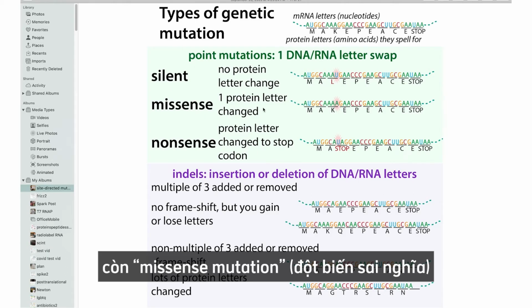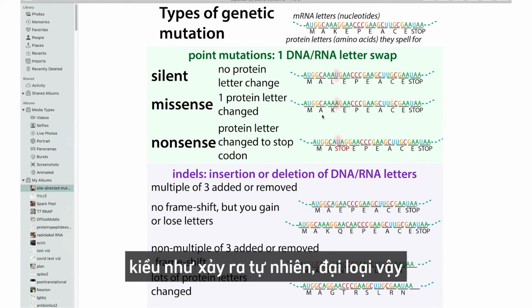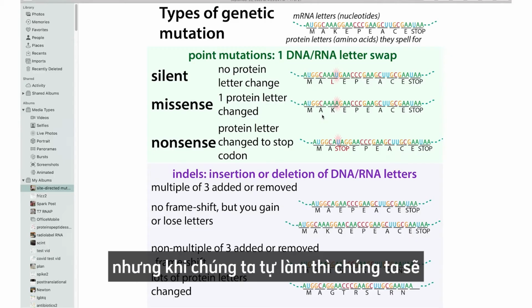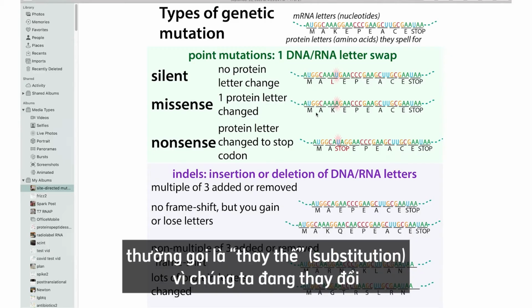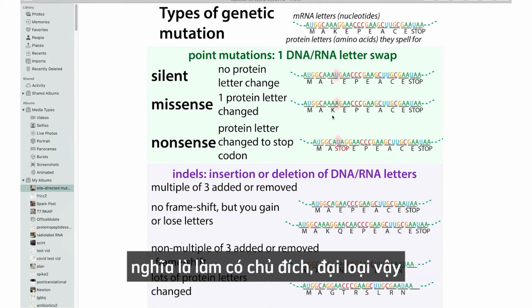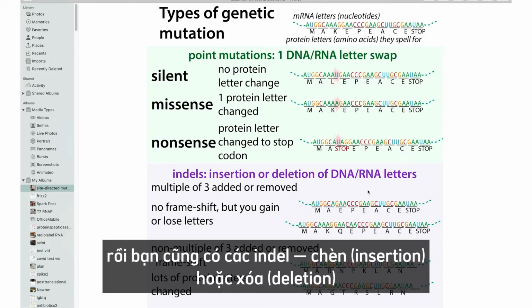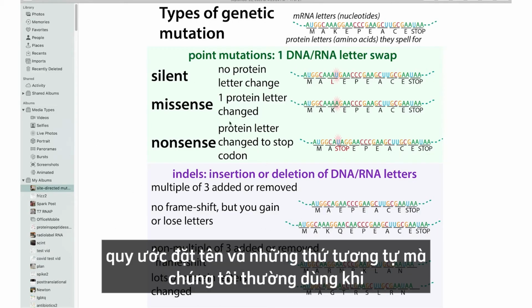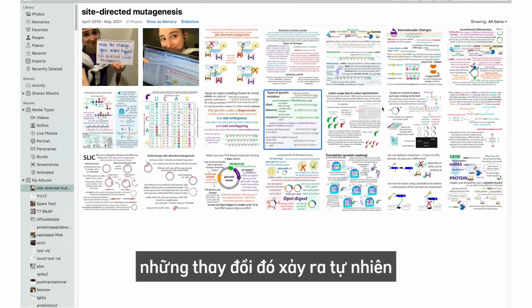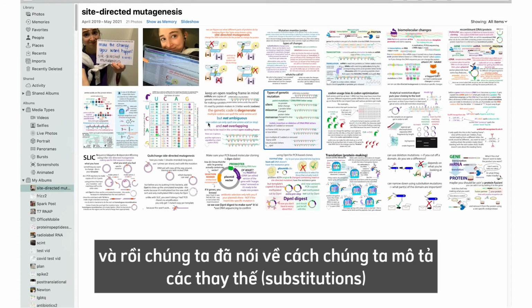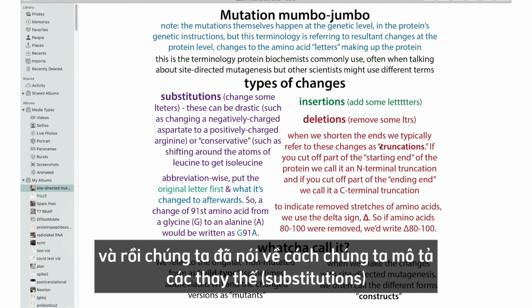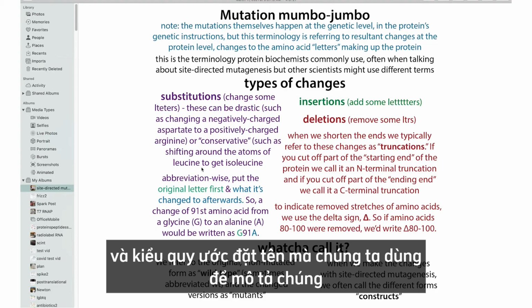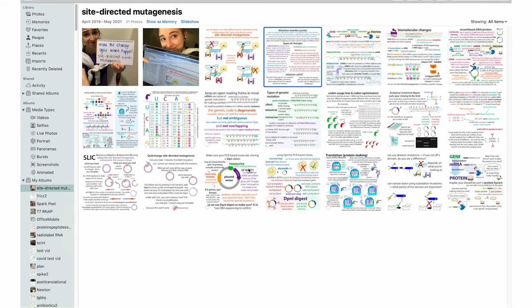Then a missense mutation, so we call it a missense mutation if it happens naturally. But when we do it ourselves, we typically call it a substitution, because we're substituting the protein letter. We're doing it specifically. Then you can have indels, so insertions or deletions. This is the typical nomenclature we use when those occur naturally. And then we talked about how we describe substitutions, insertions, and deletions, and the type of nomenclature we use to describe it when we're doing the cloning.